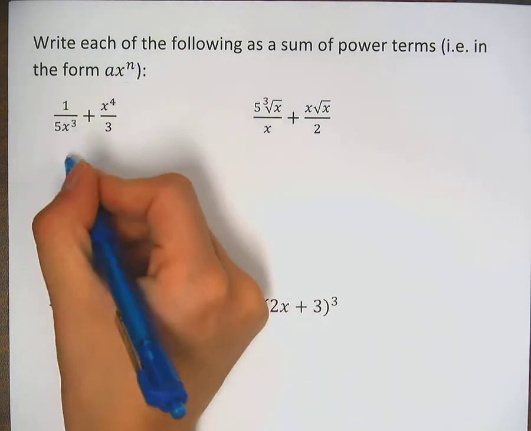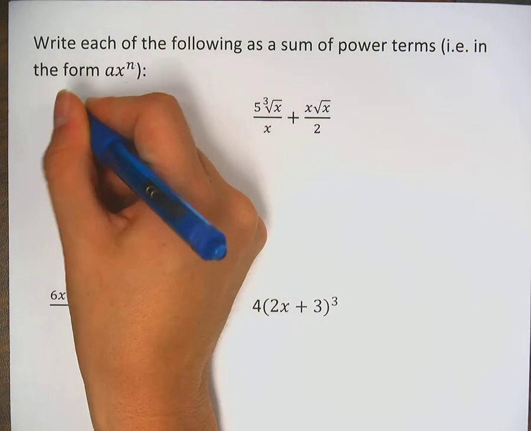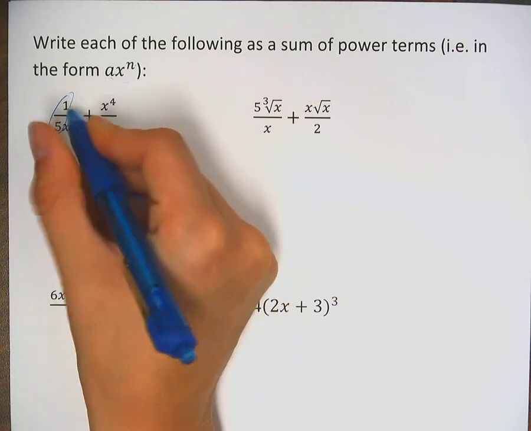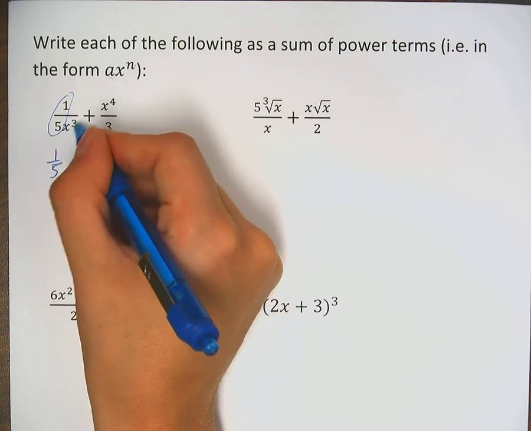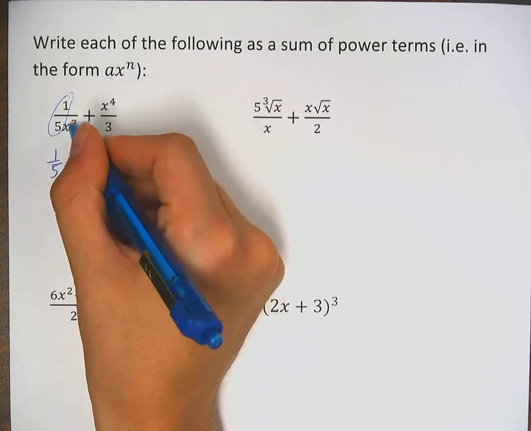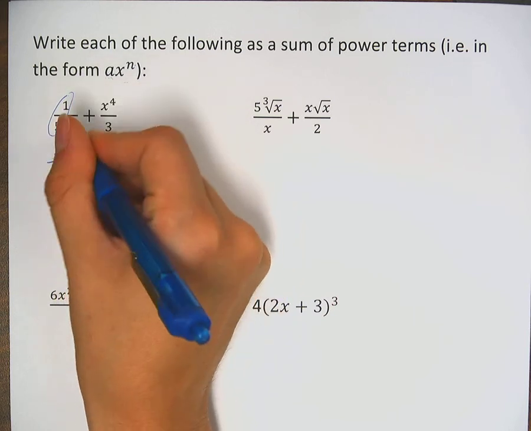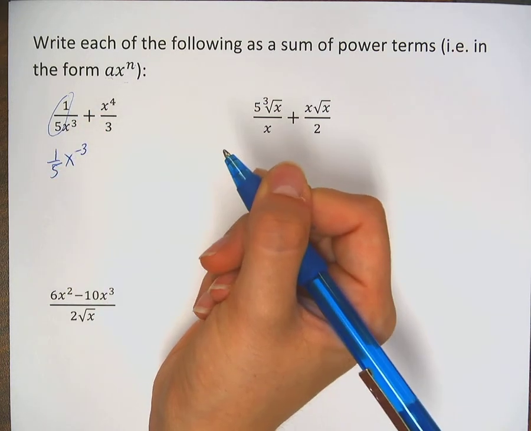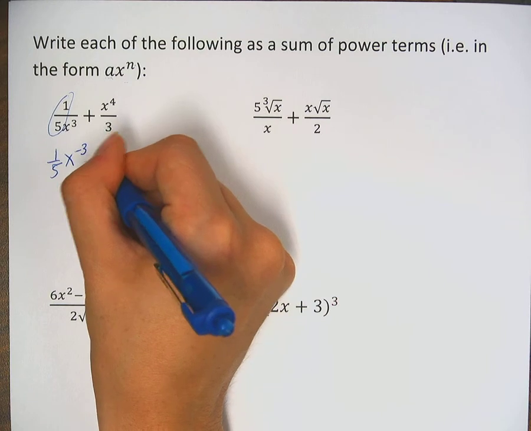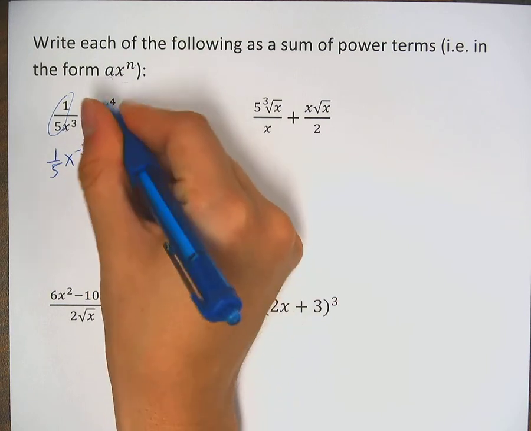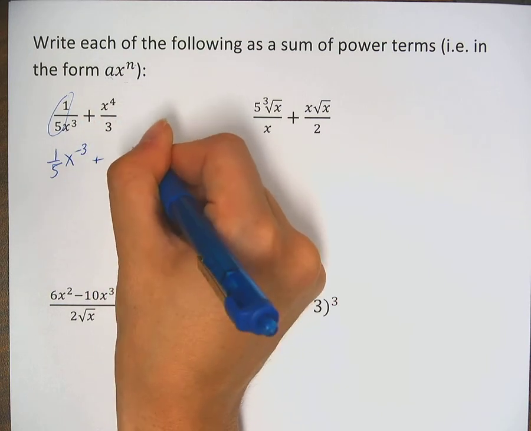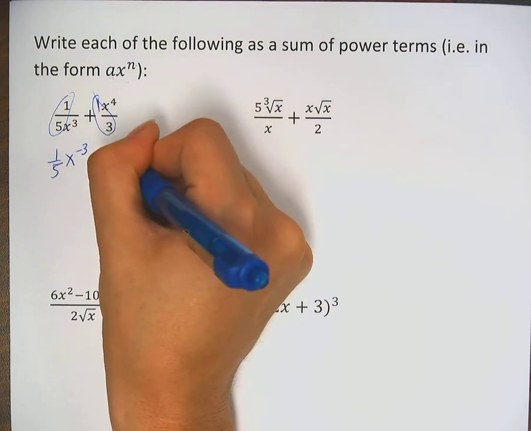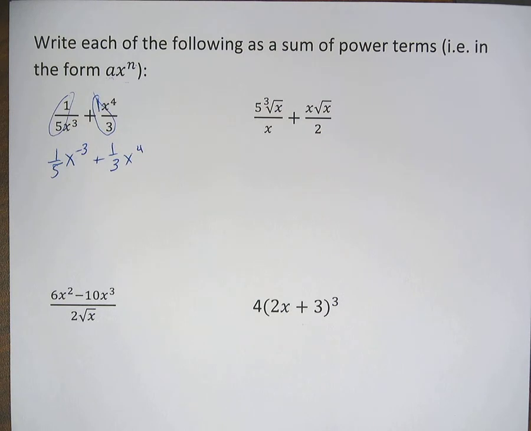So first things first, looking at this one, I probably want to recognize my coefficient. My a first would be 1/5. And then remember, since this x to the third is on the denominator, I can pull that up by making it negative, right? If it's on the denominator, that means I had a negative exponent, so that would be x to the negative third. So 1/5 x to the negative third plus, and then this one's even easier. I've already got my power x to the fourth, and then I just need to recognize I can put a little 1 there, that my coefficient is 1/3. So 1/3 x to the fourth.